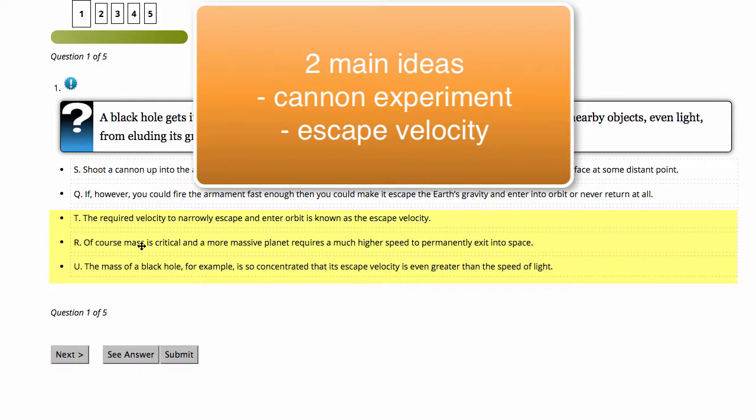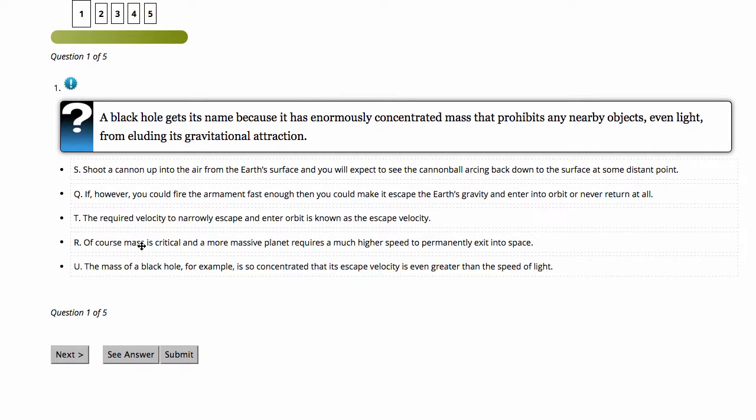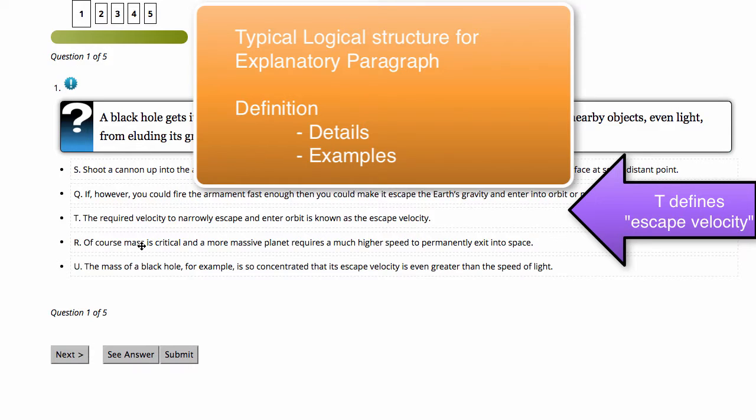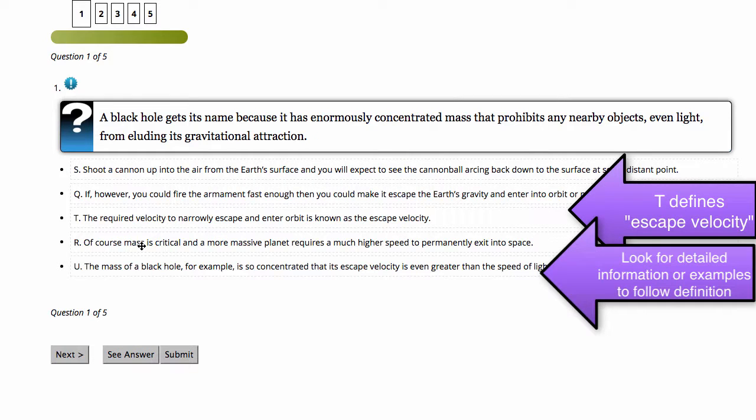If we look at that, a very important sentence among those is T: the required velocity to narrowly escape and enter orbit is known as the escape velocity. Here we are not only introducing escape velocity, but we're defining escape velocity. And that often happens in explanatory paragraphs. Something is defined, and then you'll have follow-on examples to provide more detail or more information about that escape velocity or whatever is being defined. And that's clear here in R and U.